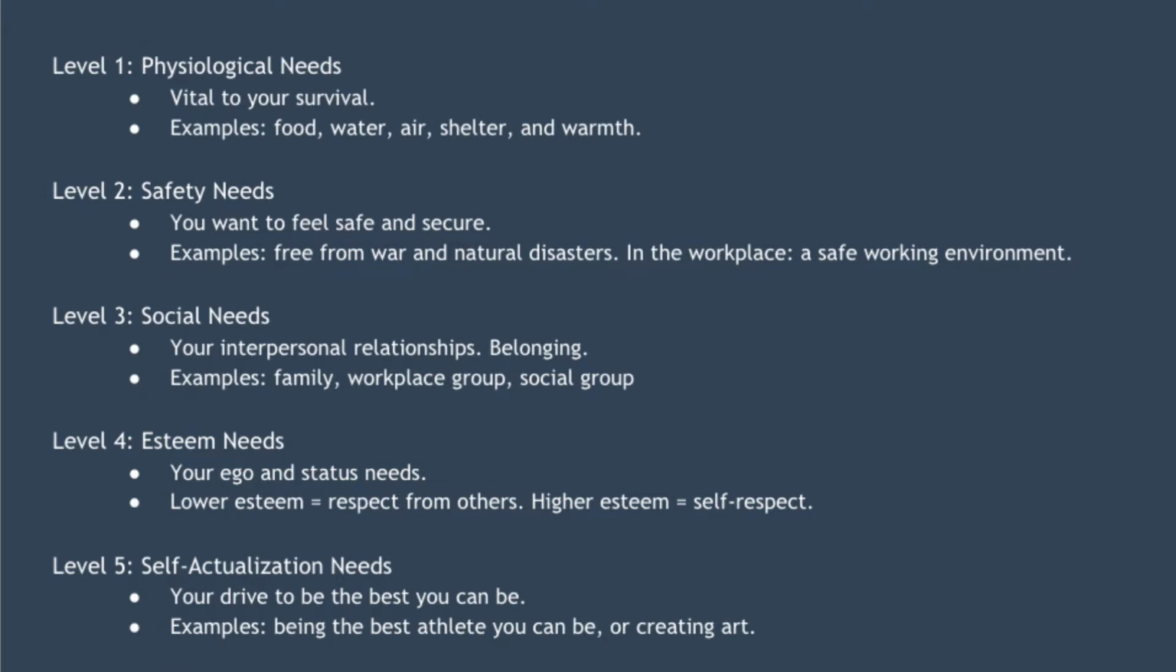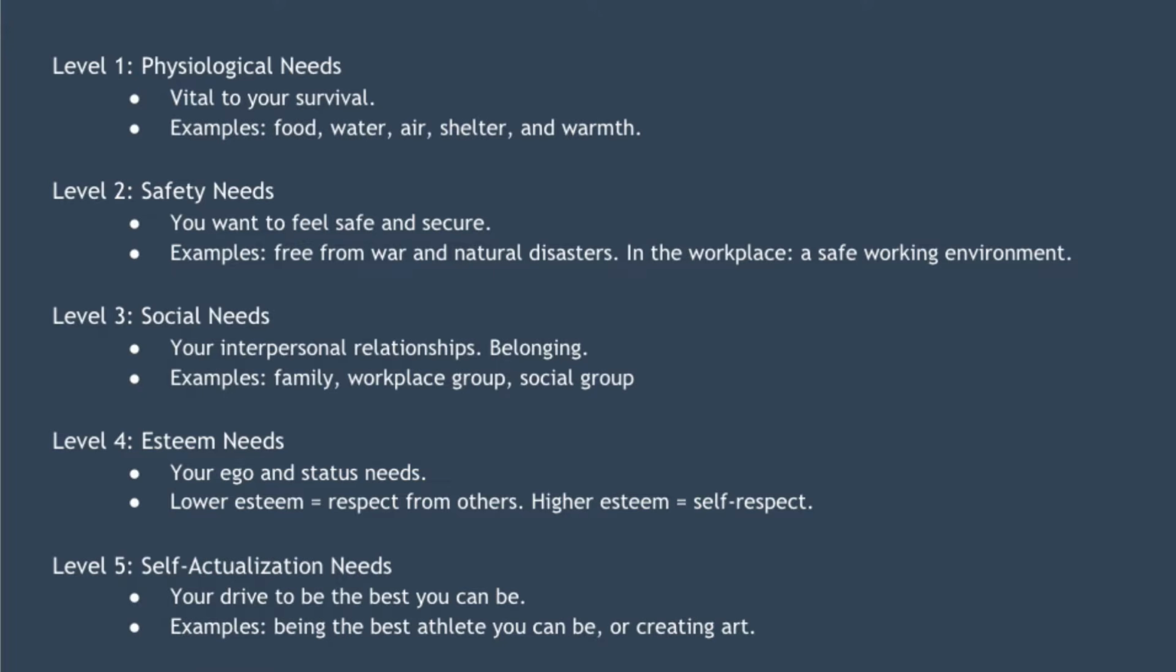So first we have the bottom level, which is physiological needs. And these are basic physical needs that you must meet for you to live. They are vital to your survival. These needs include food to eat, water to drink, air to breathe, shelter to protect you from the elements, warmth to avoid freezing, and sleep to refresh you. Now, note that Maslow included sex within this category as a basic physical need because reproduction is vital to the survival of the human species.